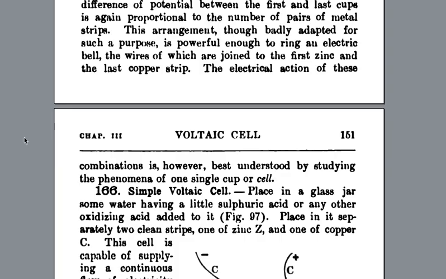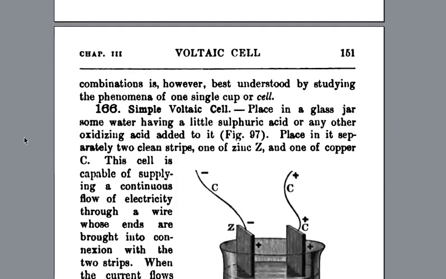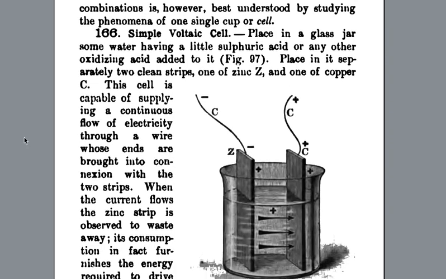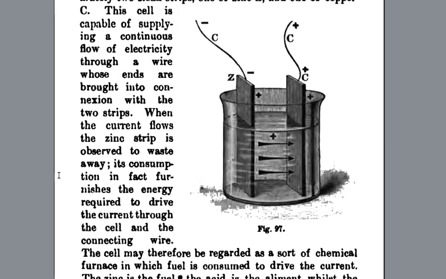The electrical action of these combinations is best understood by studying the phenomena of a single cup or cell. 166. Simple voltaic cell. Place in a glass jar some water with a small amount of sulfuric acid or any other oxidizing acid added to it. Place in the jar 2 clean strips, one of zinc and one of copper, positioned separately from each other. This arrangement forms a simple voltaic cell capable of supplying a continuous flow of electricity through a wire connected to the 2 strips. When the current flows, the zinc strip gradually dissolves, as its consumption provides the energy necessary to drive the current through the cell and the connected wire.